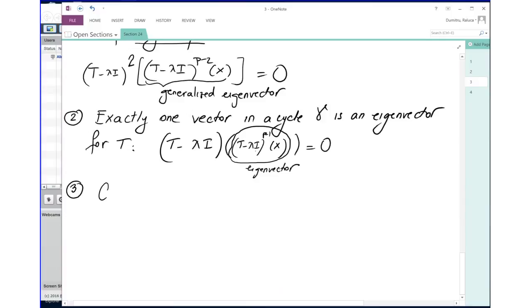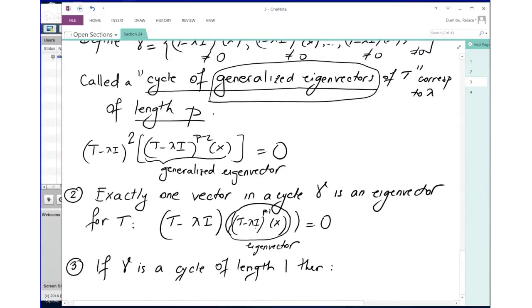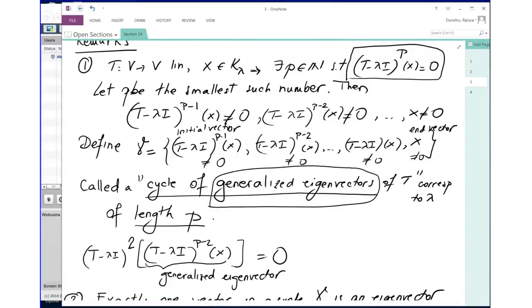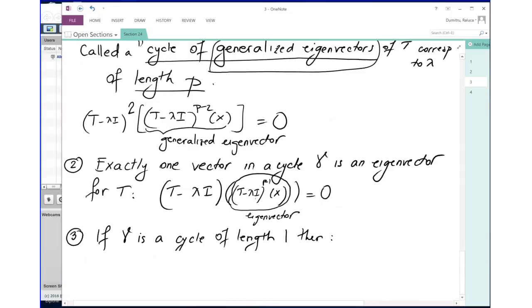What does a cycle of length 1 mean? Because you'll encounter this a lot in the examples. p meant that you went from x to the (p minus 1) power of T minus lambda identity. Well, if p is 1, you don't go anywhere from x. You just have the vector x itself.